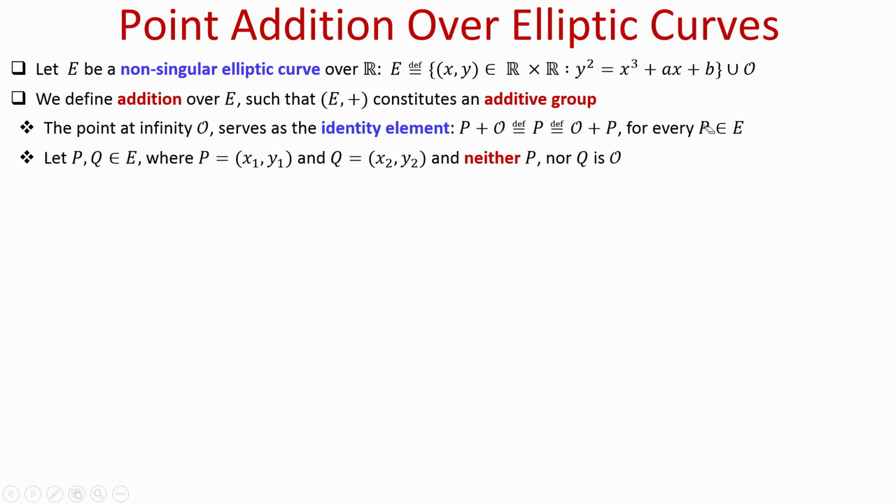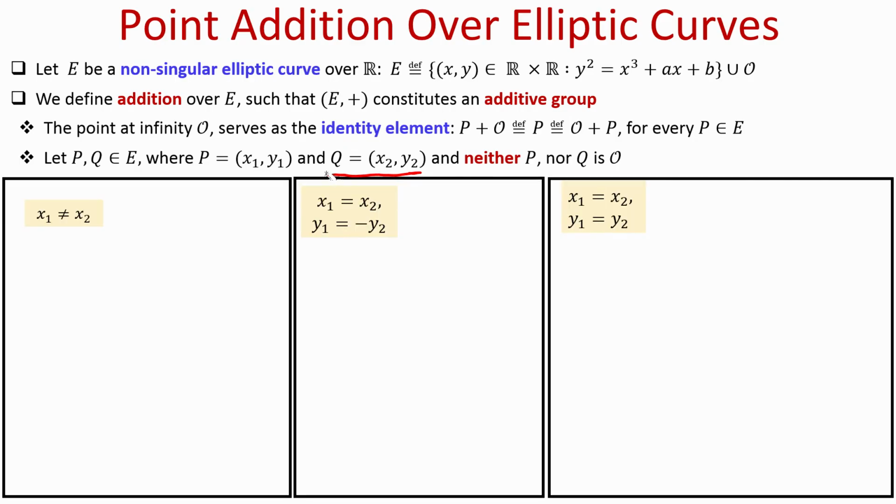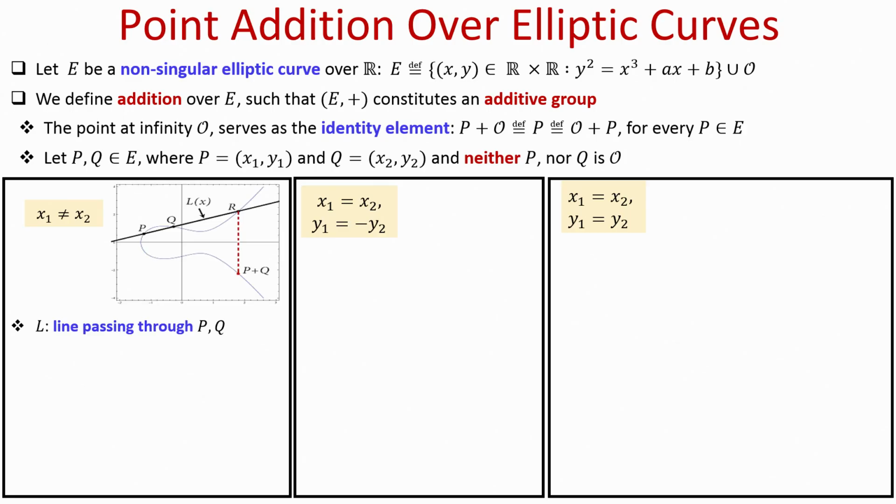On the other hand, if you are given 2 points P and Q lying on the curve E, and say the coordinates of the point P are x1 comma y1 and the coordinates of the point Q are x2 comma y2, and neither P nor Q is the point at infinity, then the way we are going to define the plus operation on these 2 points P and Q is as follows. We can have 3 possible cases depending upon the relationship that holds between the coordinates of P and Q. The first case is when x1 is not equal to x2. In this case, the way we define the result of P plus Q is as follows.